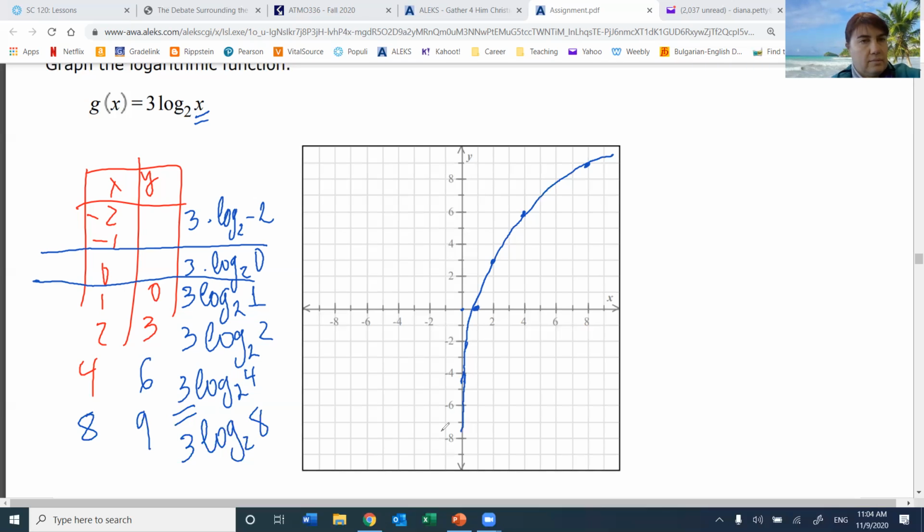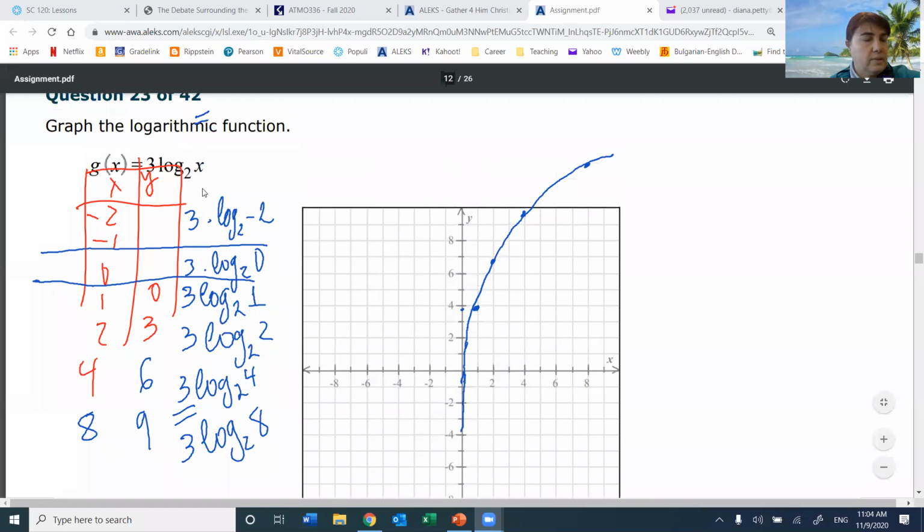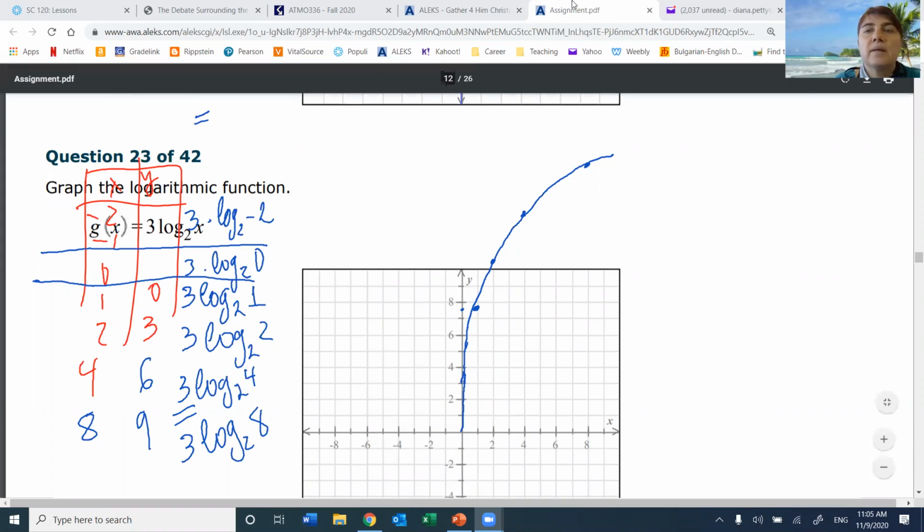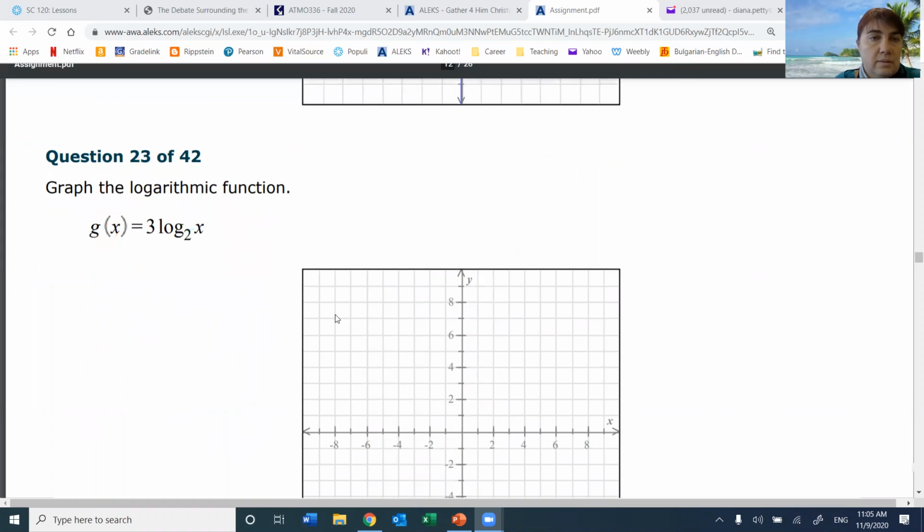Let's look at the graph 23. This looks like that. Okay. So we needed to do a few points.